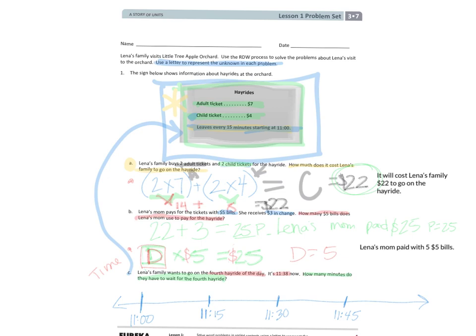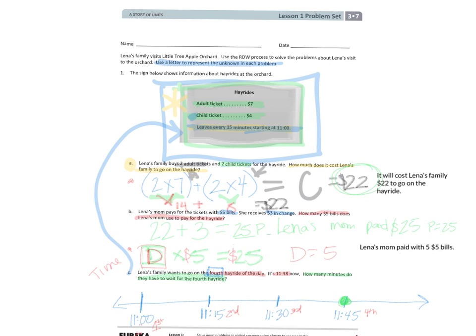Remember, they want to go on the 4th hayride. So I have my first hayride. We'll do this in a different color so you can see it better. We'll erase that so we're not running over so much stuff. So I have my first hayride, my second hayride, my third hayride, and now I have my 4th hayride. So now we know which hayride Lena's family wants to go on. They want to go on the 4th hayride, which will leave at 11:45.